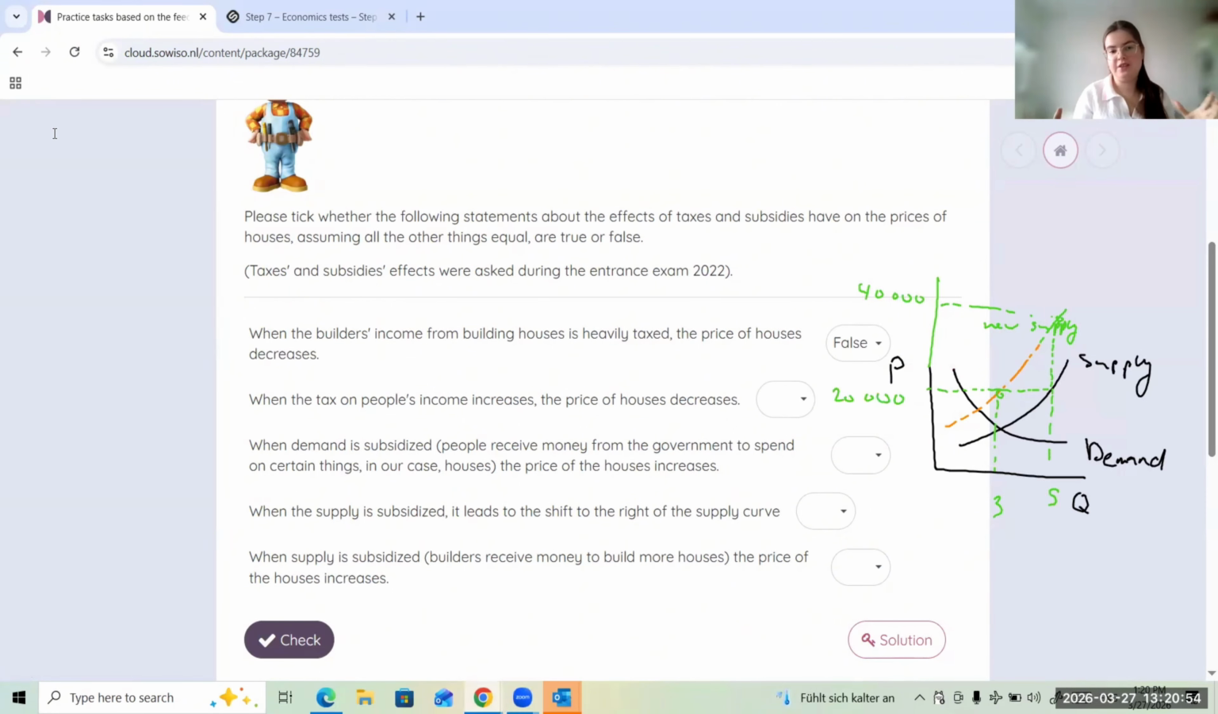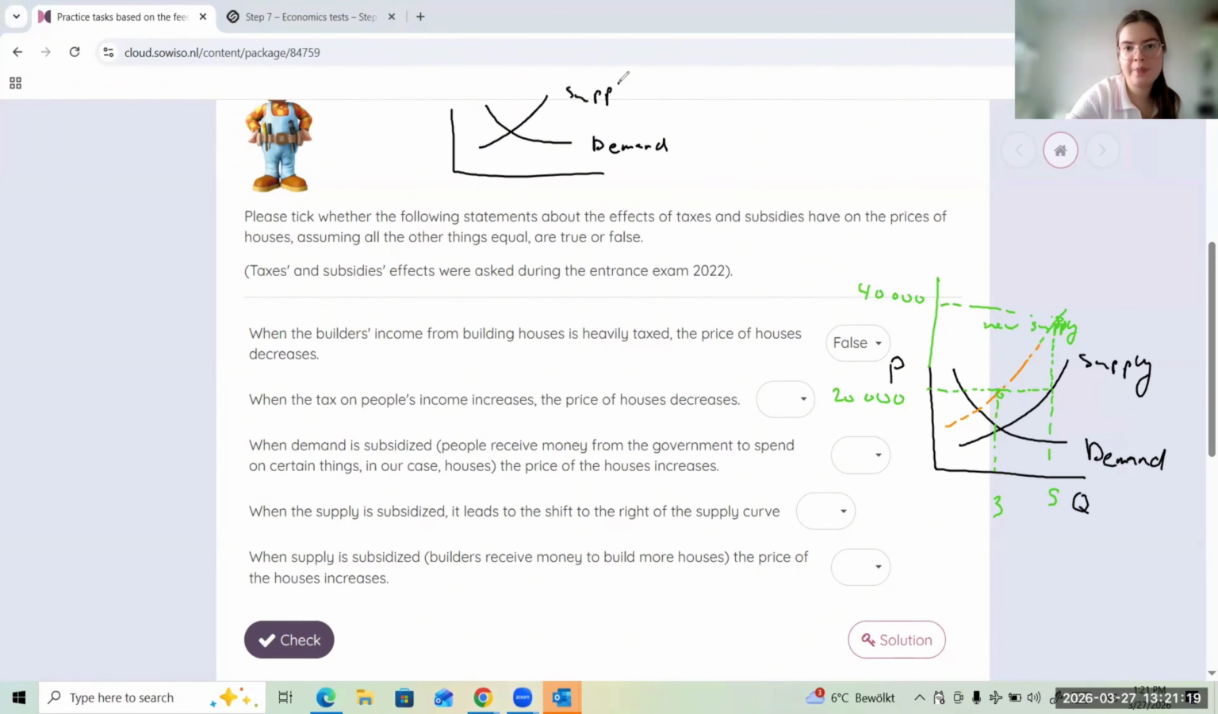Then you have the next statement. When the tax on people's income increases, now it's not the supply curve that's changing, it's the demand curve that's changing, and it goes to the left because demand decreases. Here, I think it's just easier to draw a new graph, honestly, than to erase what I've drawn. And we all know how it goes. So price and quantity. Here we tax people's income, so we decrease demand.